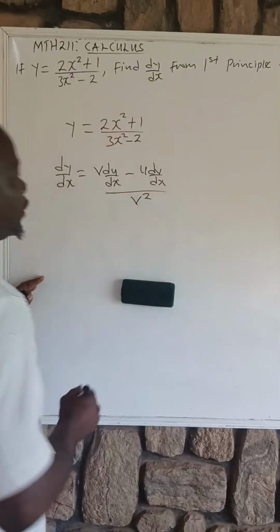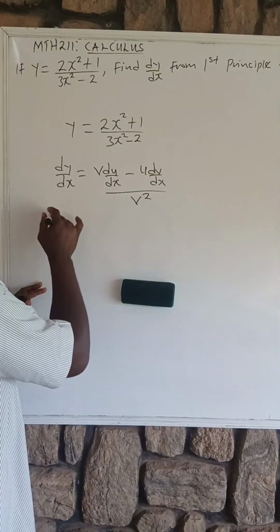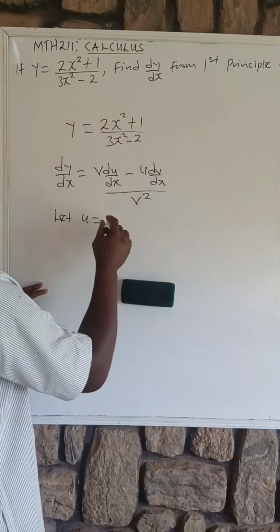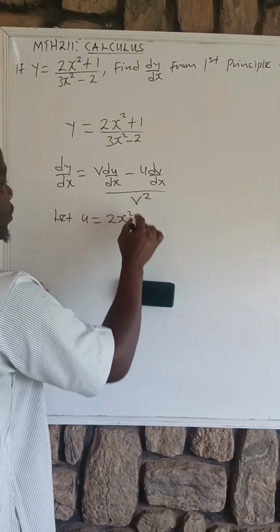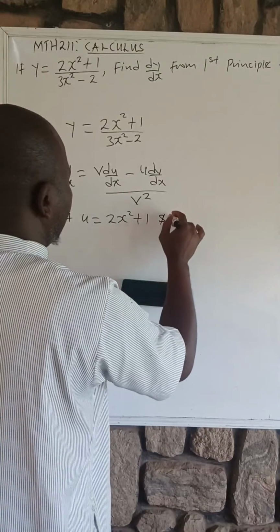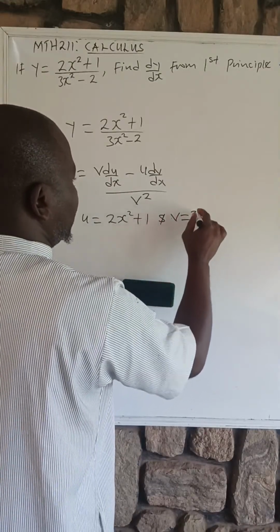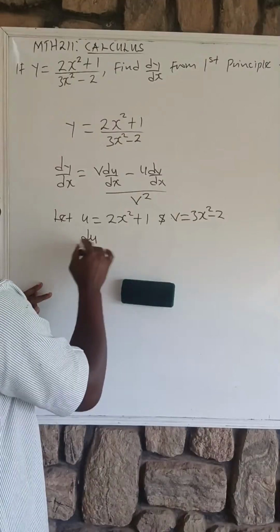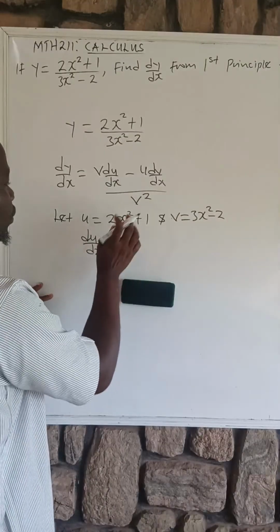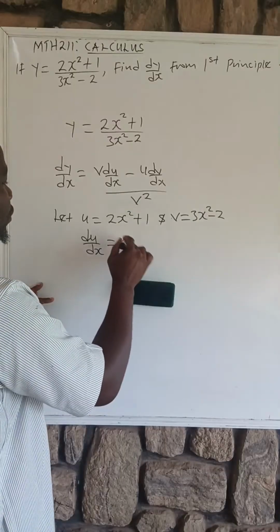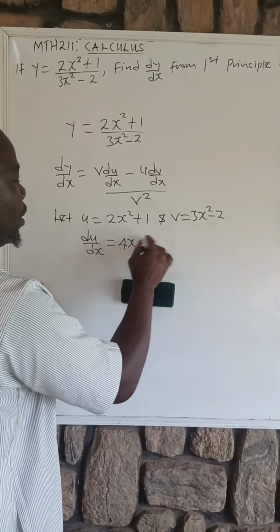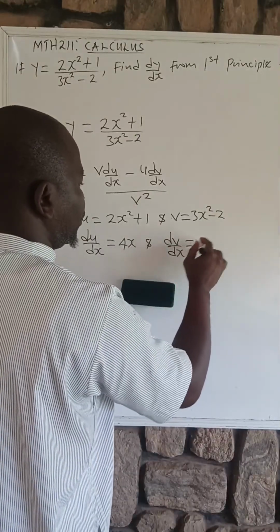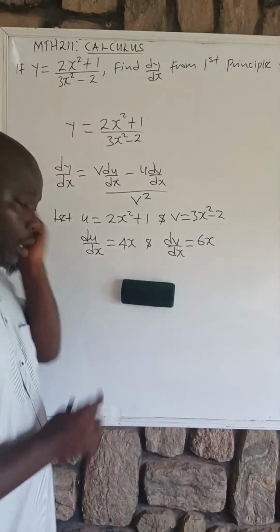v squared, right? So we now let u be equal to the numerator, 2x squared plus 1, and v be equal to 3x squared minus 2. So what we need to do, we differentiate u, du over dx equals 4x, and differentiate v, dv over dx equals 6x.